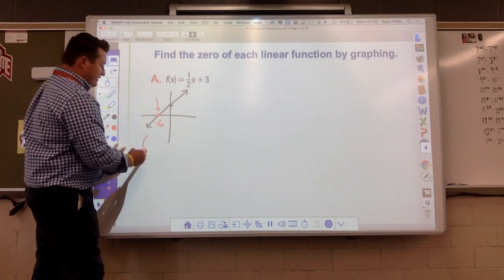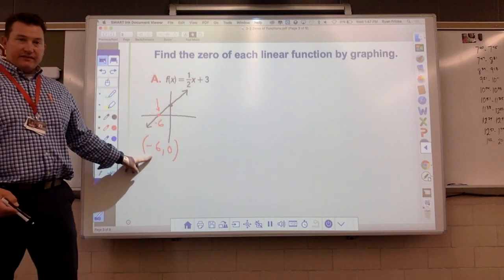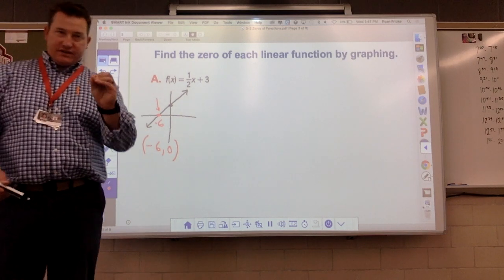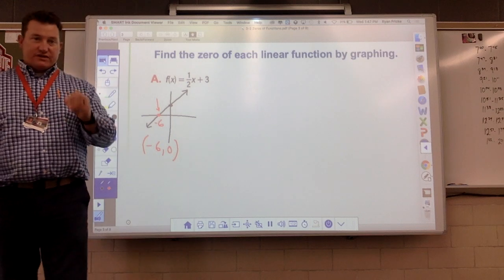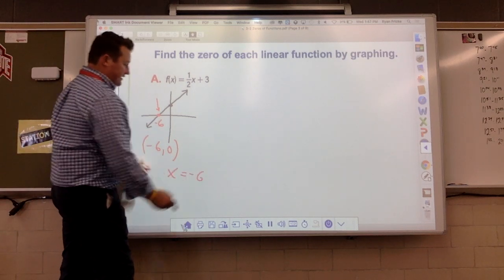So if we were to write this as an ordered pair, guys, right? This x-intercept is at (-6, 0). And if it asks for the zero, it just wants the x value. We know the y value is 0. We just want the x value. So we would say, hey, x equals -6.